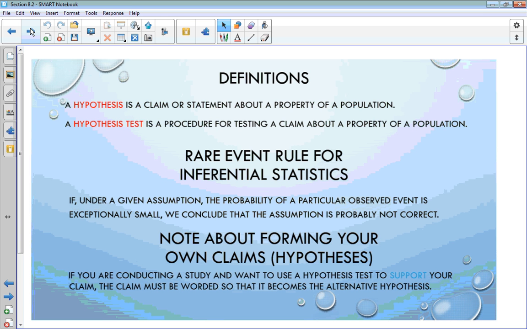We really already know these next two things. The rare event rule for inferential statistics is: given that the probability of a particular observed event is exceptionally small, we conclude that the assumption is probably not correct. And we've done that before. We've looked at things and said, oh, that's not going to happen, because it's unusual were the terms that we used.